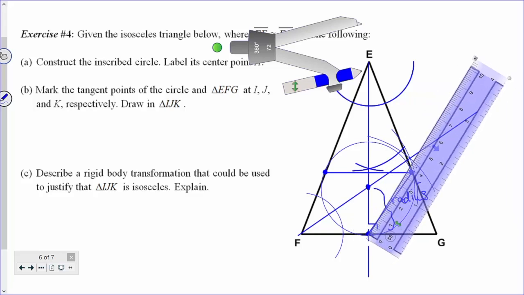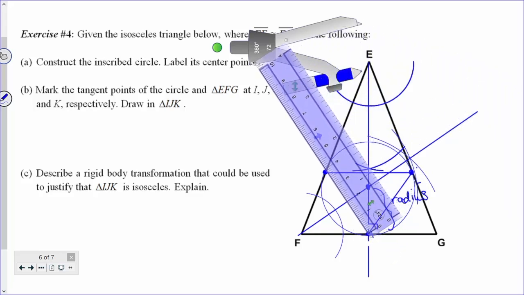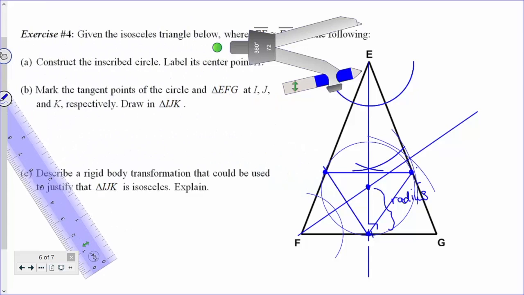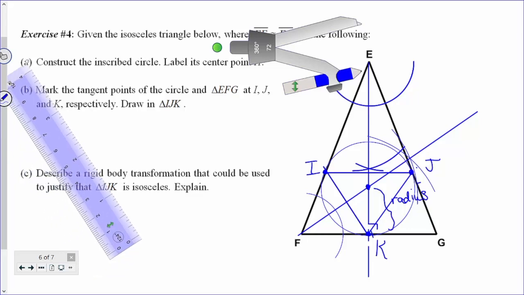Kirk, use your rotation a little bit better. There we go. Rotate up like that. All right. Let me get rid of this guy. We'll call it I, J, K. It doesn't really matter which way you label it.